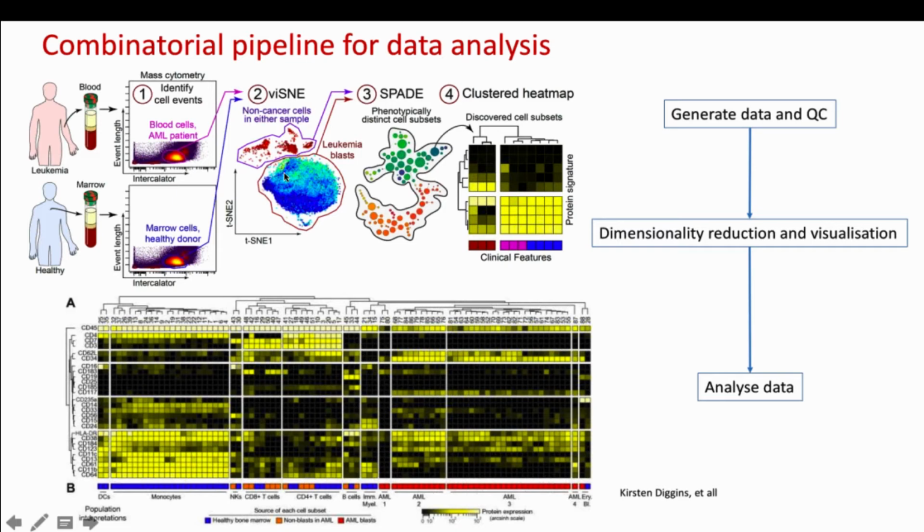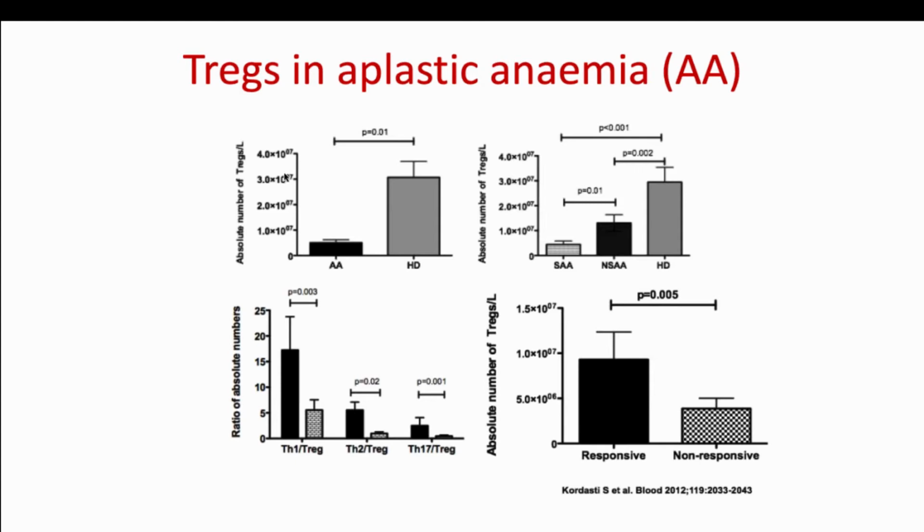So just going back to aplastic anemia, which is the autoimmune side of bone marrow failure syndromes. We have shown a few years ago that the number of Tregs by conventional method was significantly reduced, and the fewer Tregs you have, the more severe disease you have. And it also correlates with response to therapy.